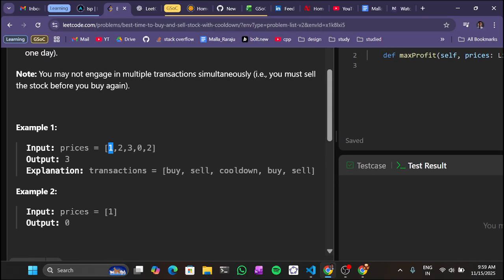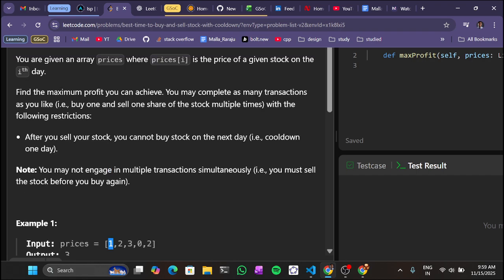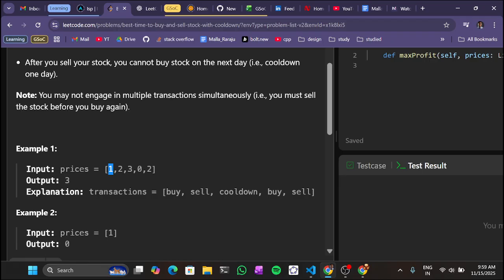So for example, if you buy on 1, you can sell on 2, and you cannot buy on 3, but you can buy on 0 and sell on 2. So we'll get 1 plus 2, total 3.